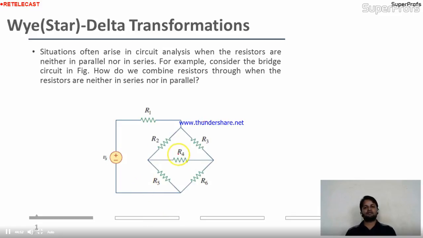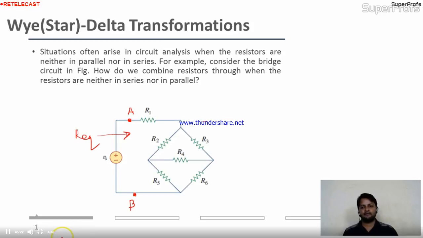So how can we solve the circuit? If someone asks to find the R equivalent of this circuit across the terminals A and B, what will we do? Nothing, because no resistors are connected in parallel or series. See here, R3, R4, R6, none is in a parallel or series combination. So that's why the star connection and delta connection come into the picture.